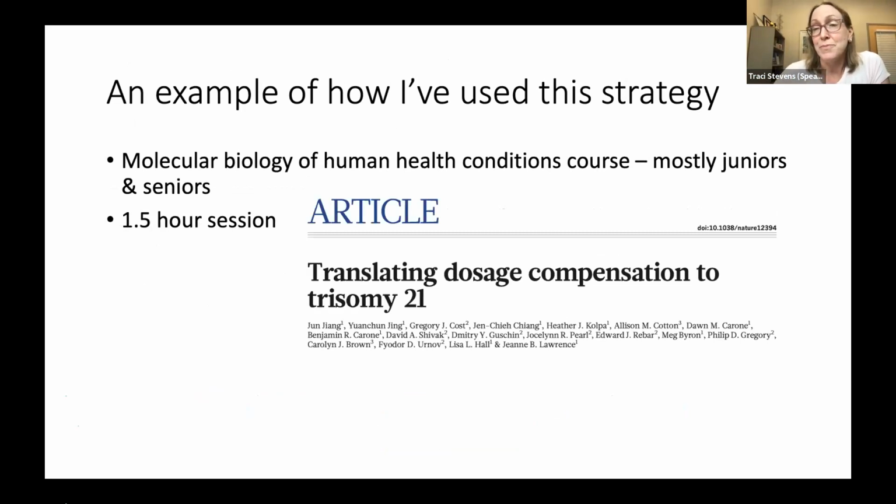This is the article which this particular one is based on. It's a Nature article, I think from 2013, where they've taken the molecular mechanisms that turn off one copy of the X chromosome in XX individuals and use those molecular mechanisms to potentially turn off one of 3 copies of chromosome 21 in a cell culture system. It's a pretty complex, very molecular paper.